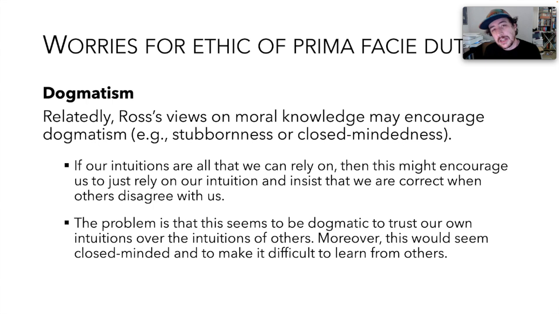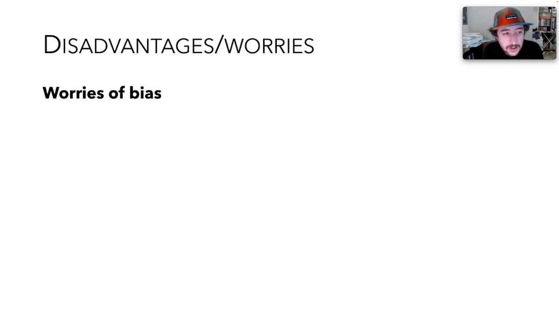Now, I think there's some things Ross can say here to try to avoid this worry, to try to mitigate it, to try to condemn a kind of closed-mindedness, since we should consider the fact that we're just as fallible as anybody else. And so it's just as likely that someone with a different intuition has it right than we do. This also relates to another worry, that of bias.